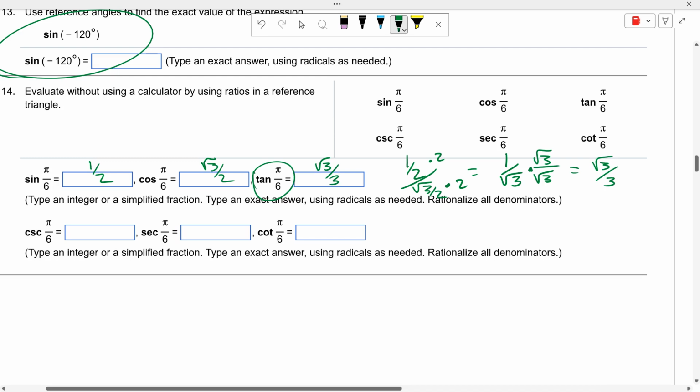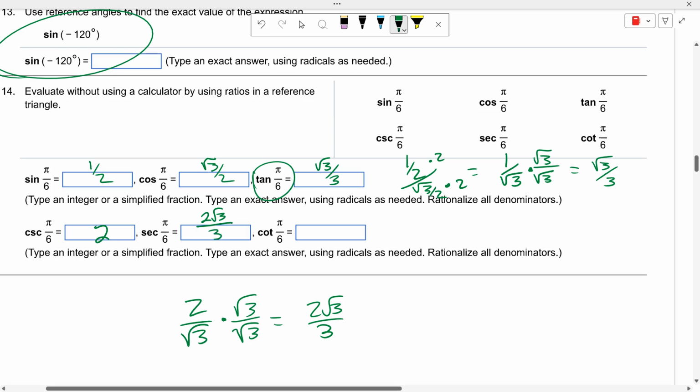Okay, cosecant is the reciprocal of sine. This one's easy. What's the reciprocal of 1/2? 2. Secant is the reciprocal of cosine. Not so easy. You have 2 over square root of 3. Cannot leave it like that, because the square roots we don't leave in the denominator. So what do we do on the top and bottom? Multiply by square root of 3. So you get 2 square root of 3 over 3. That's the answer.